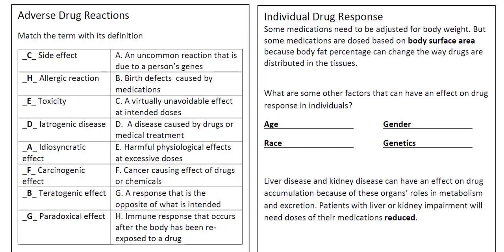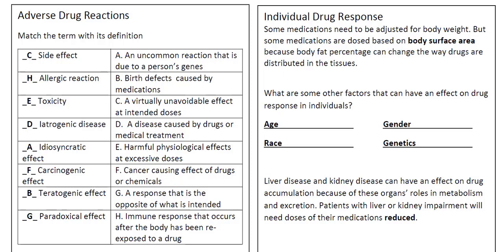An allergic reaction is an immune response that occurs after the body has been re-exposed to a drug. Toxicity is the harmful physiological effects at excessive doses. An example of toxicity is when a patient has life-threatening hypoglycemia, or low blood sugar, after an overdose on insulin.